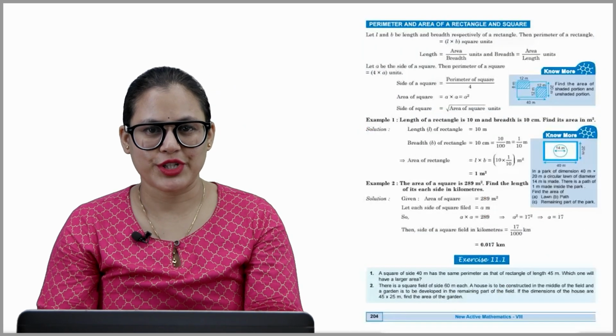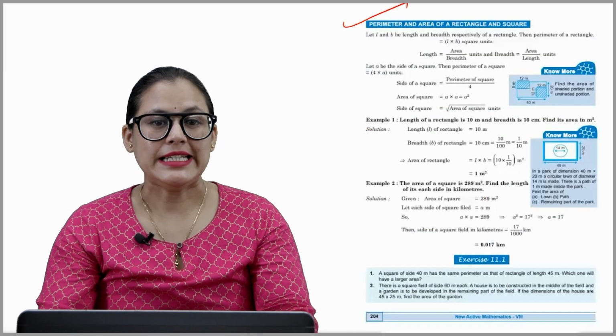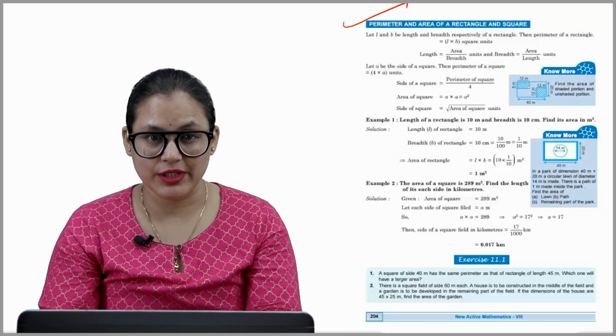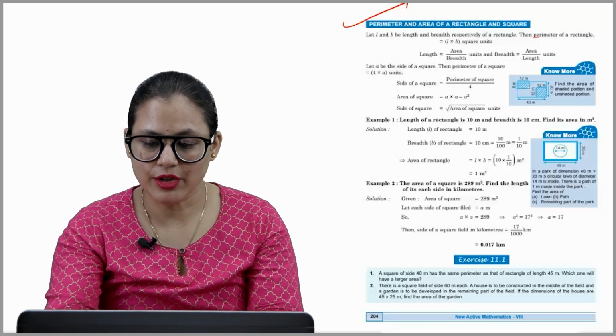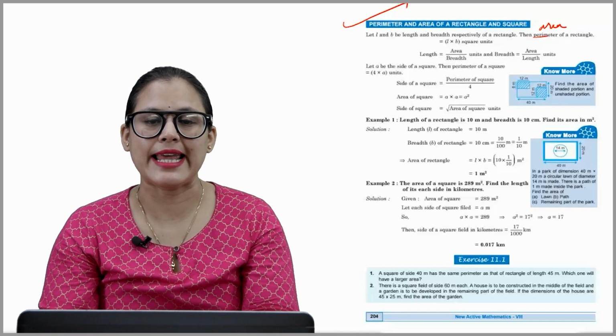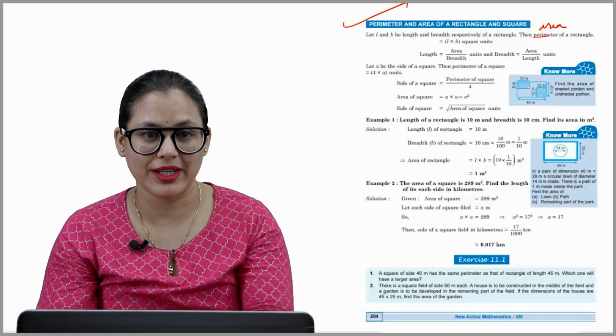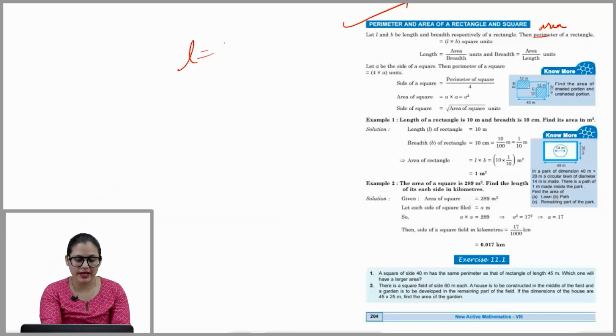Perimeter and area of a rectangle and square. Let L and B be length and breadth respectively of a rectangle, then area of a rectangle is length into breadth square units. If you have to find length, then area upon breadth units, and if you have to find breadth, then area upon length.